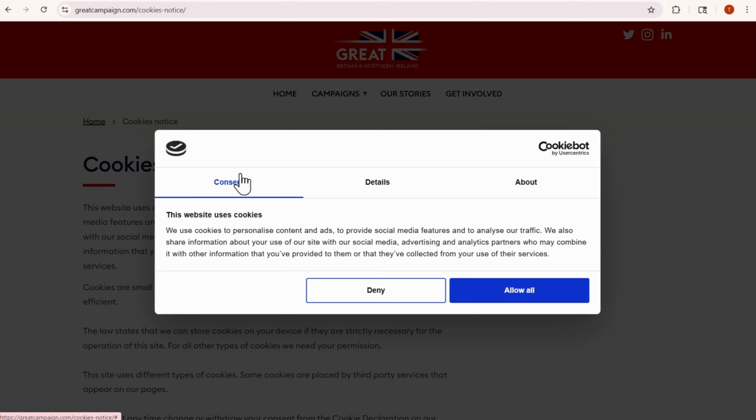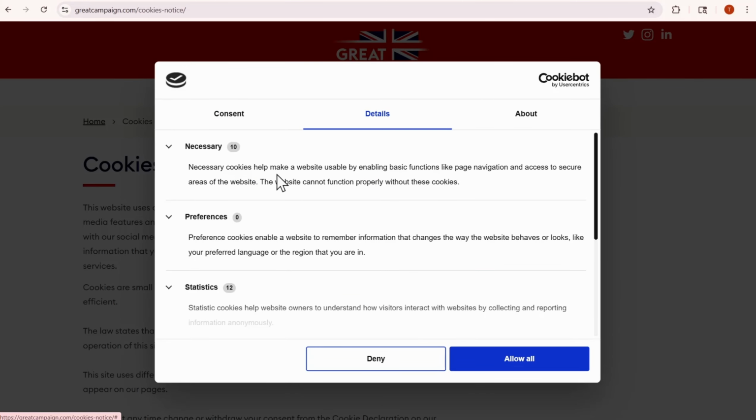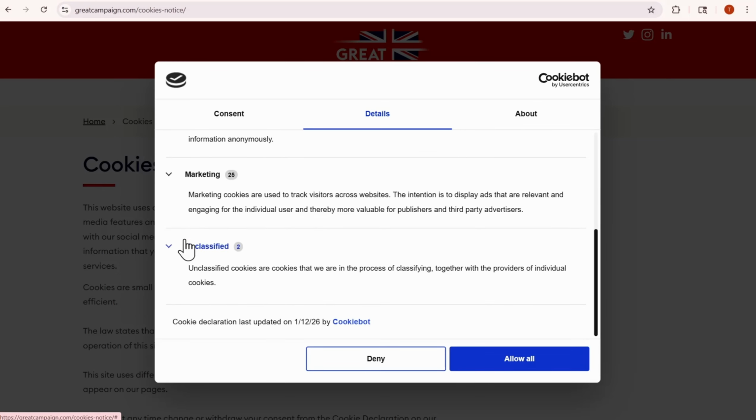So we can see the word consent. This has a lot of meaning in the data protection space. Consent is a legal basis that businesses can rely on in order to process personal data, to include cookies. In some geographies, consent is the only legal basis that should be relied upon. Let's take a look at what the banner says. We use the cookies to personalize content and ads, provide social media features, and analyze our traffic. So let's look at details. So we've got those that are necessary, preference, statistics, marketing, and unclassified.